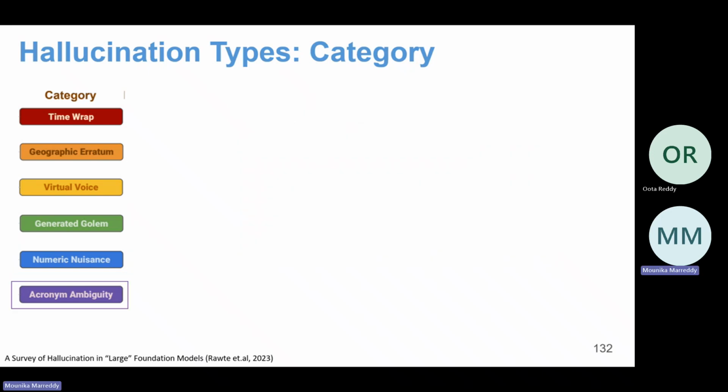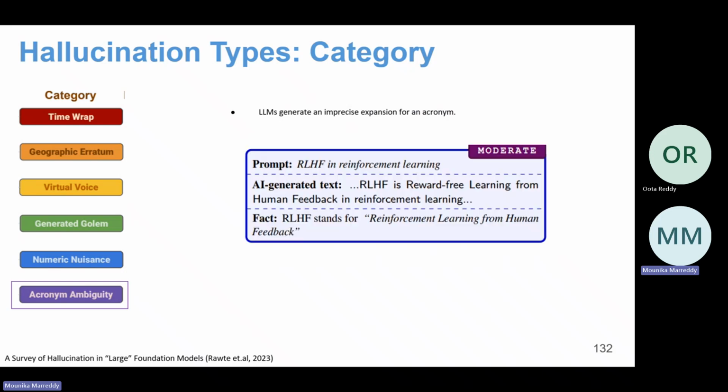Then comes the acronym ambiguity. So the LLM generates an imprecise expansion for an acronym. Let's see this with the help of an example. So the prompt is RLHF in reinforcement learning. Here the actual fact is it stands for reinforcement learning from human feedback, but the LLM gave a response saying reward free learning from human feedback in reinforcement learning, which is not correct. So these are all the different categories where the LLMs can hallucinate.